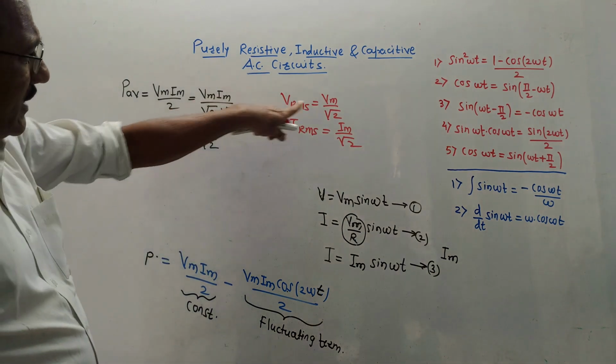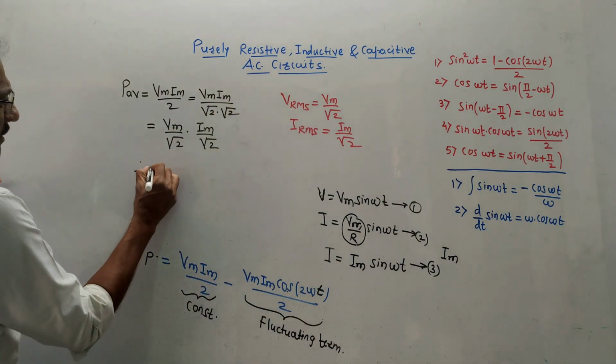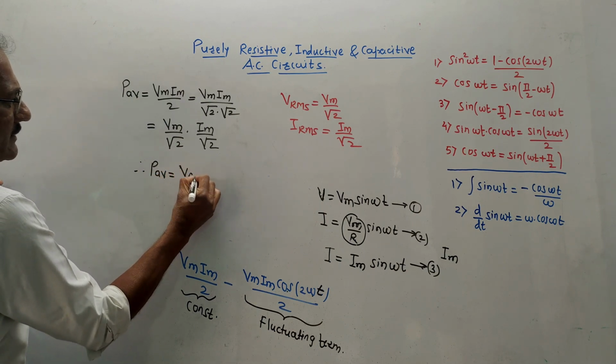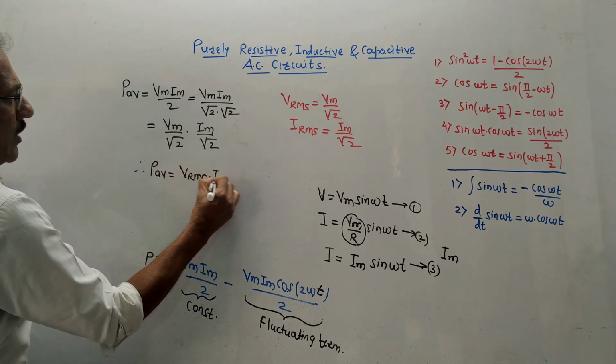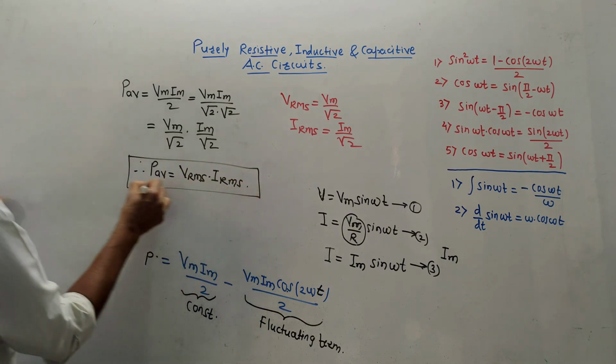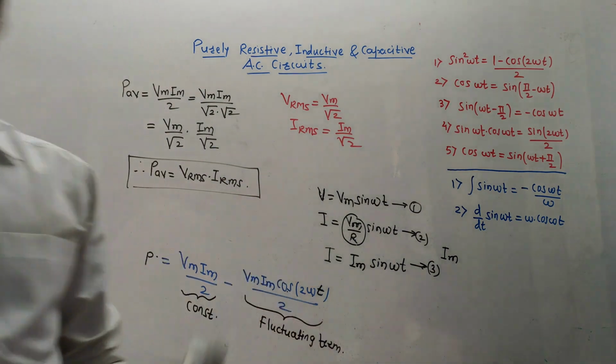Just now I explained Vm upon root 2 is Vrms, Im upon root 2 is Irms. Therefore, the final equation of average power is Vrms into Irms. This is the equation of RMS power in case of a purely resistive circuit.